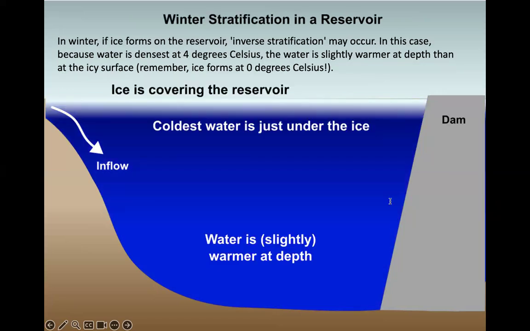In winter, if ice forms on the reservoir, inverse stratification may occur. In this case, because water is densest at 4 degrees Celsius, the water is slightly warmer at depth than at the icy surface. Remember, ice forms at 0 degrees Celsius.